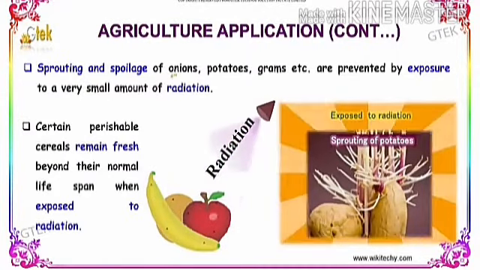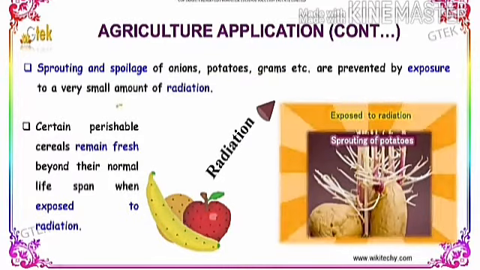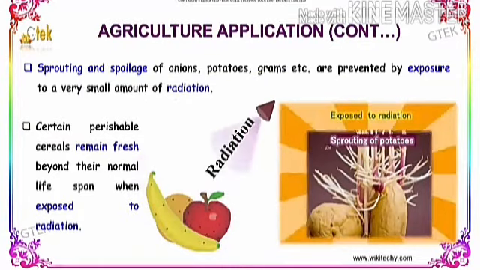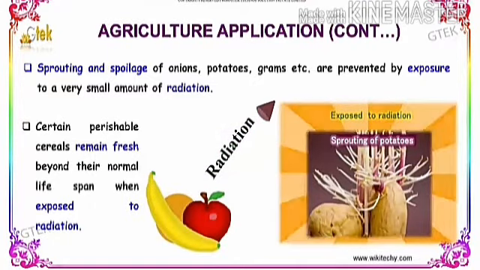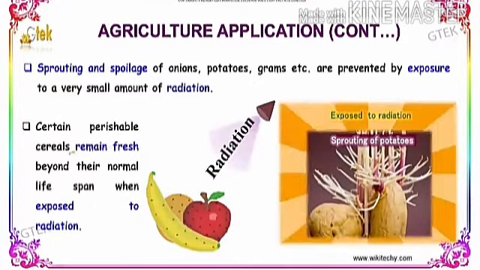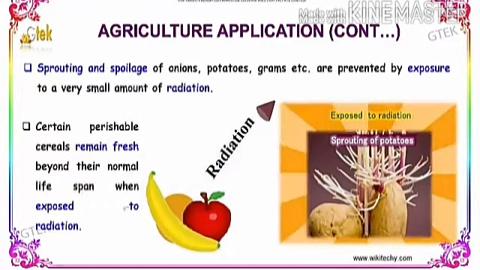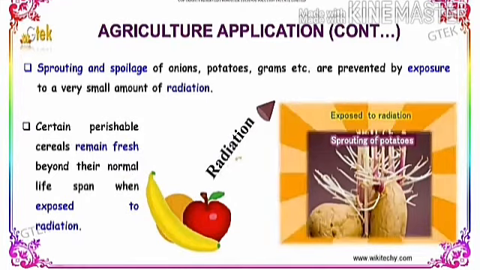Spoilage of onions, potatoes, and gram is prevented by exposure to a very small amount of radiation. Certain vegetables and cereals remain fresh beyond their normal lifespan when they are exposed to radiation.